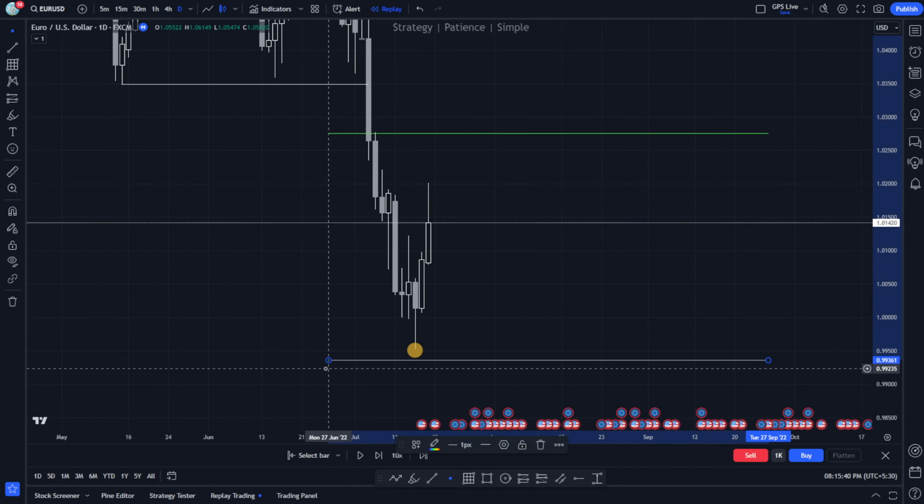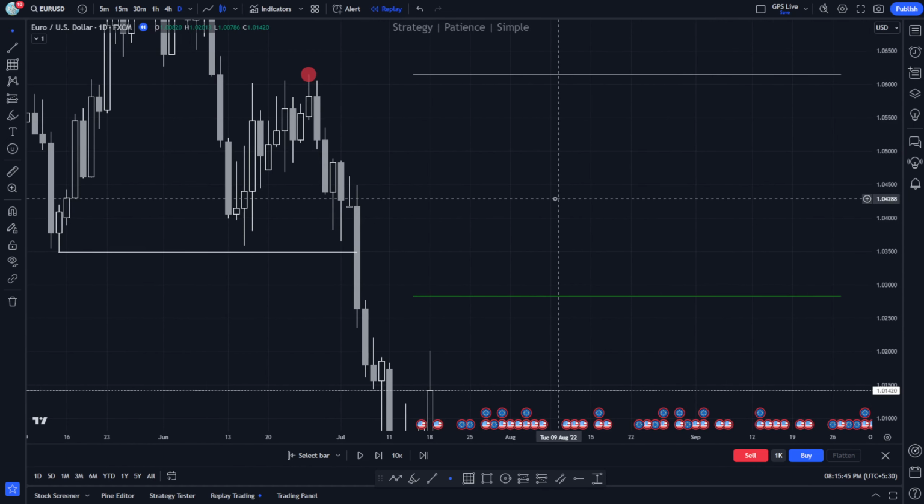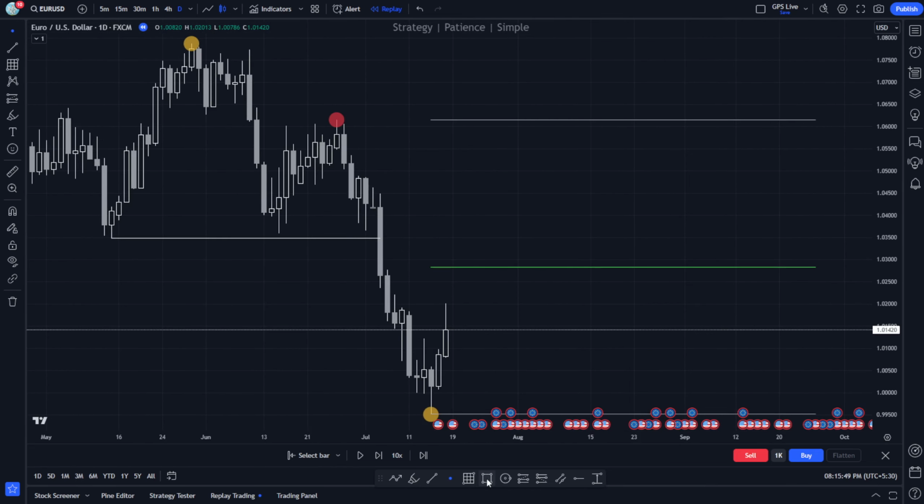So let's just extend this, and only in this fib level you should validate your order blocks. This is a valid order block right here.